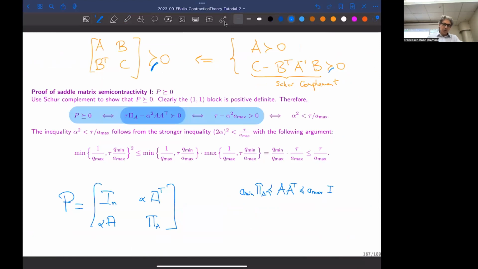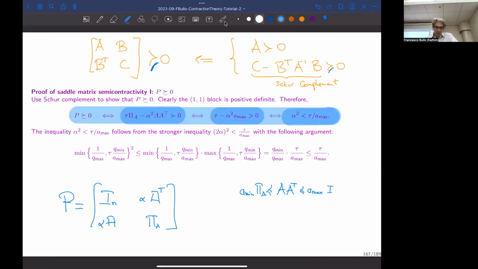All right, let me proceed. So now this inequality becomes a scalar inequality, alpha squared less than tau over A max. So I need to check that my alpha has to be sufficiently small. It cannot pass a certain threshold value. If alpha is too large, again, we discussed that when alpha is 0, this is 0, that's 0. Clearly, this matrix is positive semi-definite. So the intuition already is that alpha cannot be too large. And the right value is the one that I just calculated, which is that alpha squared has to be less than 1 over A max.